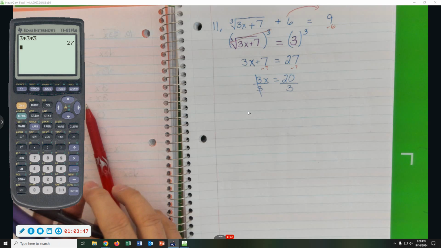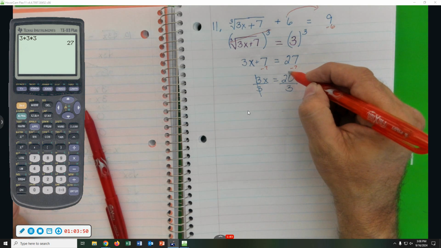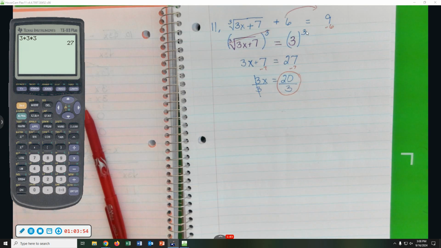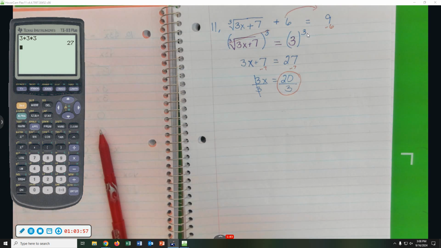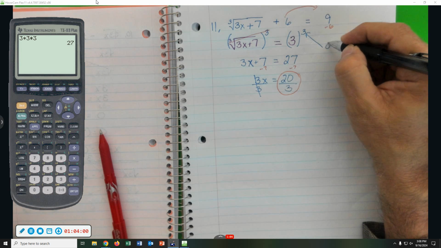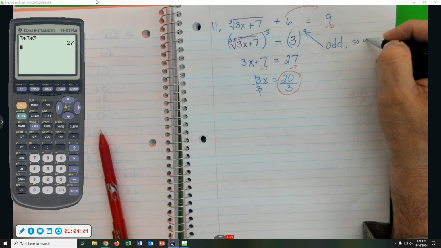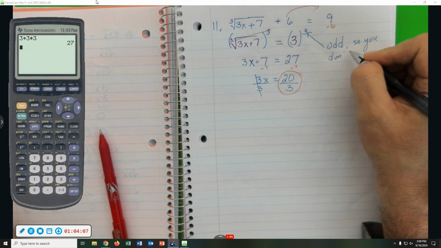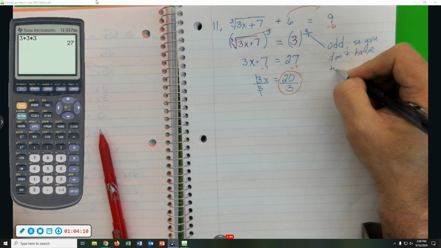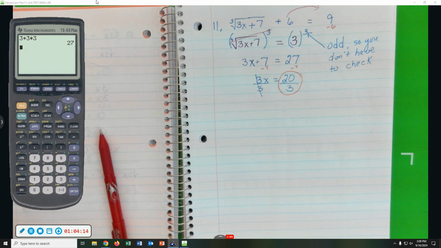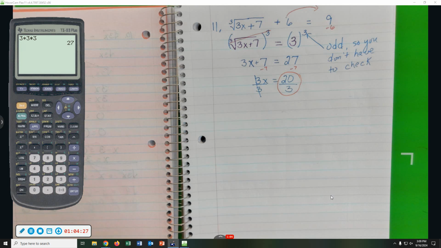As soon as I get x equals a number, I'm going to circle it and say that's it. Why? I don't have to check it. Make a note right there. Draw an arrow. Say it's odd, so don't check. You can check if you want to. It would check. What I found, unfortunately, is that when people check the answers unnecessarily, they start messing up on the checking, and they cross out correct answers. So if it's a cube root, and you're confident you followed the process correctly, I wouldn't waste time checking. You might accidentally decide to cross out an answer that's correct.